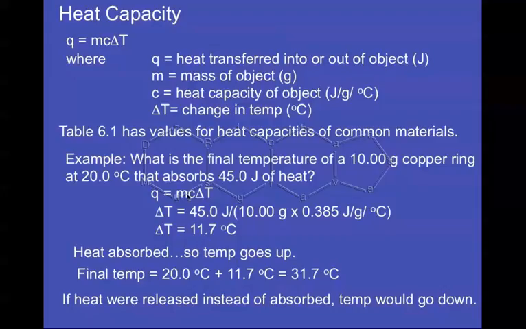So you can see all of this is going to be figured out by looking at the wording of the problem. You've got two possibilities here. You can either have the word absorbs or you can have releases. Now if the word here was releases, what we would have done is taken the 20.0 degrees Celsius minus 11.7 degrees Celsius. Because if it's releasing heat, then the temperature of the copper ring is going to go down, and it's going to go down by exactly the same amount, which is 11.7 degrees Celsius.